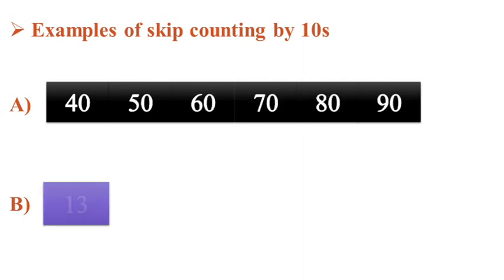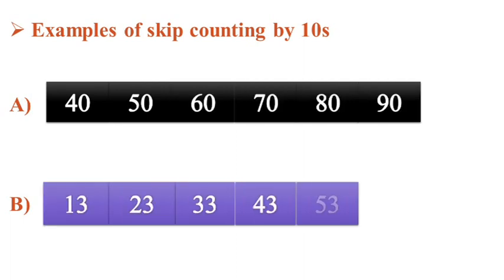Children, as you can see, skip counting by 10 gives numbers obtained by adding 10 to the previous number. So here is an example. What number do we have to add to the present number? The present number is 40. In this you have to add 10, right? So what will be the next number? 50, 60, 70, 80, 90.